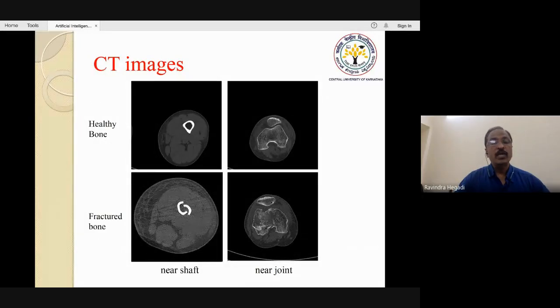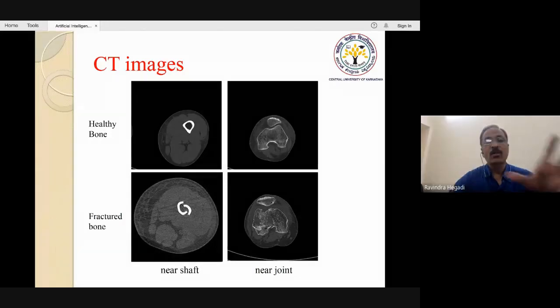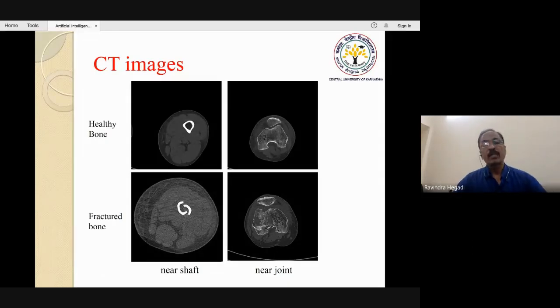Then let us look at how these fractures basically look in our images. We have seen normal images in the previous presentation. We have seen the normal bone images. So normal bone images are seen in the upper part, whereas in the lower part, the same normal images are shown when they are broken.